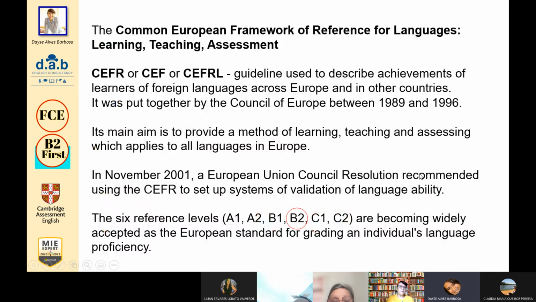Okay, so the Common European Framework, which has this abbreviation, you can see CEFR, CEF, or CFRL. This is a guideline that the European Framework decided to have, so that they could assess and evaluate people from other languages.